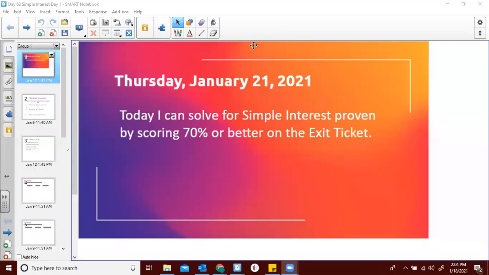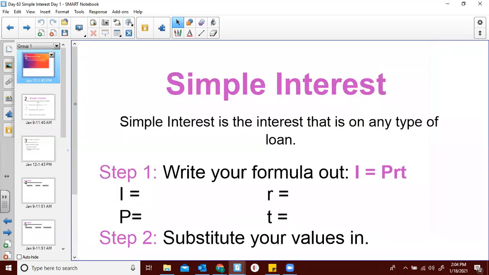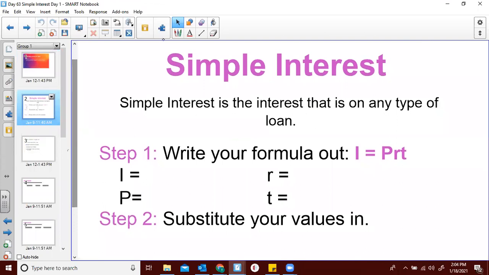All right, today we're going to talk about simple interest. I'll show you how to do this by hand, and then I'm also going to show you how to do this with Desmos, which is pretty much just doing it by hand with a calculator. So I want to note that we have this formula: I equals capital PRT.